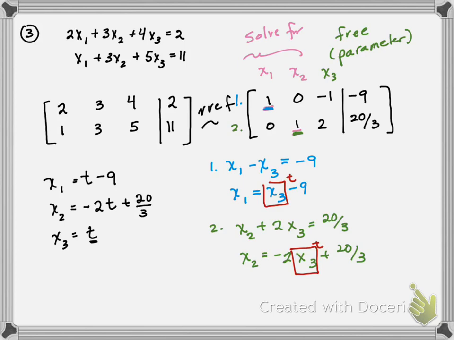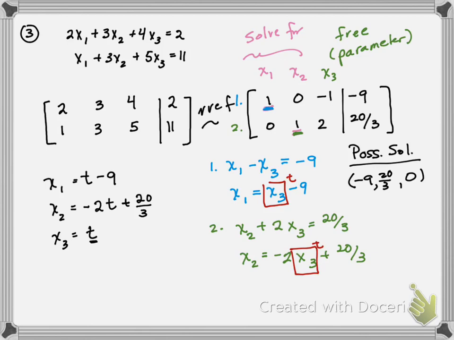Right, so let's figure out what would be possible solutions. If I choose t to be 0, that's a nice, easy number to calculate with. So if t is 0, x1 will be 0 minus 9, negative 9. And if t is 0, x2 will be negative 2 times 0, which is 0, plus 20/3, 20/3. So negative 9, 20/3, and 0 is one possible solution.